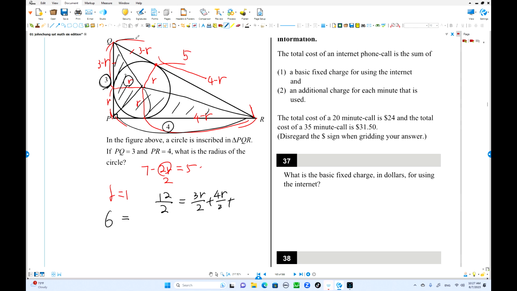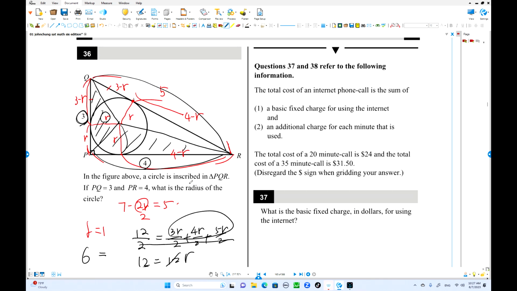The next one is what? 5 times R over 2. That must be equal, right? So add it all up, and this is how much? 12 equals 12R. So R equals what? 1, okay? That's the answer. You can use either method. The other one you don't need, okay? I think that is a little more difficult way.